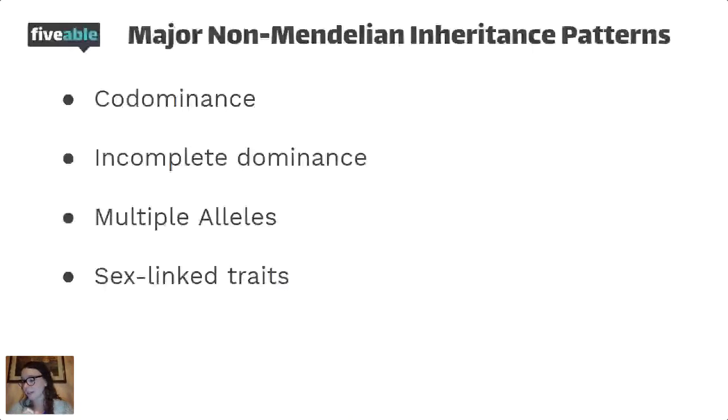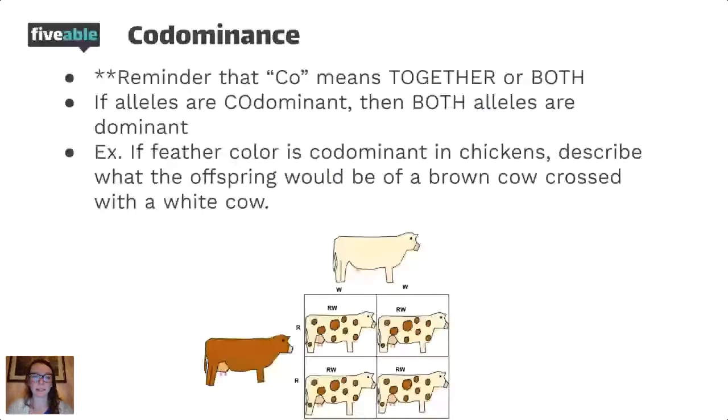All right, so codominance. When you think of codominance, I want you to think of a co-captain or a co-teacher. It means together or both, right? So co is like a co-pilot. They're both flying the plane, right? They're working together. All examples of that prefix. So if alleles are codominant, then both alleles are dominant, okay? So the brown and white cow would be an example of that.